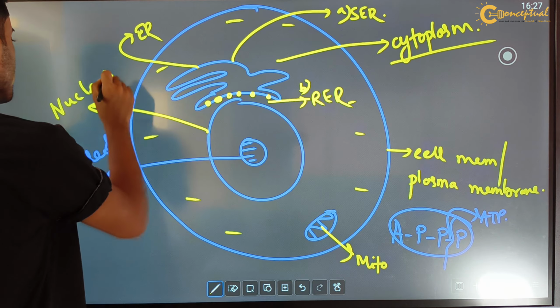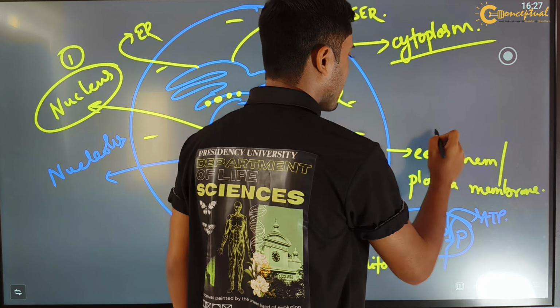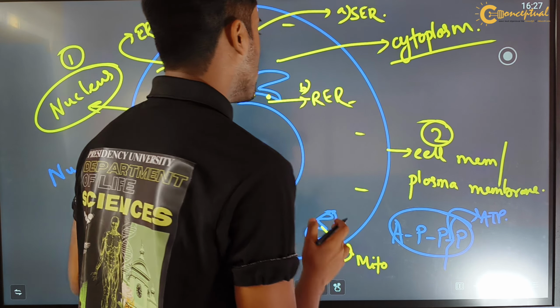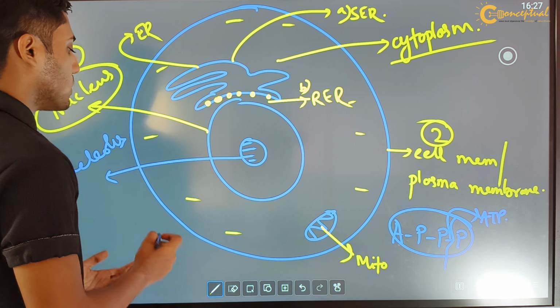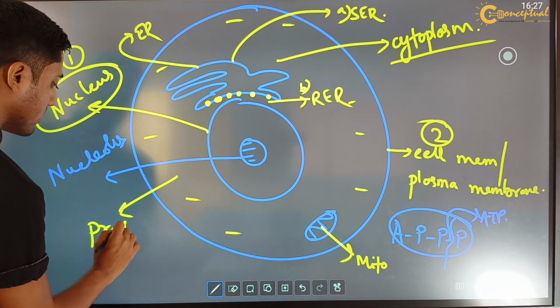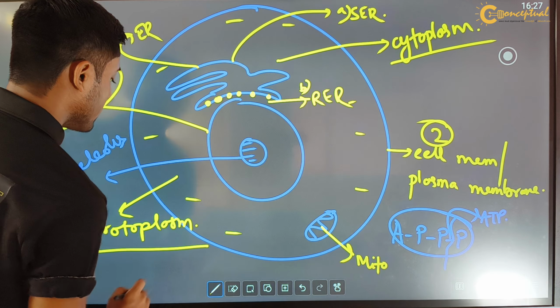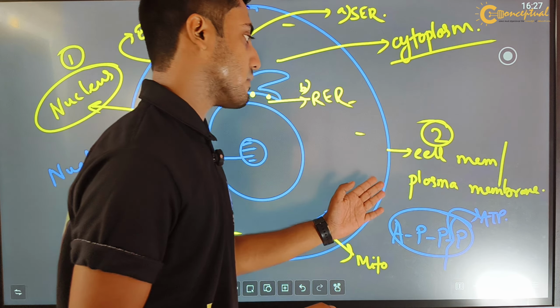Now, these two, the nucleus and the plasma membrane, these two and the cytoplasm will form the protoplasm of the cell. Protoplasm is the complete living matter of the cell. So it will include the nucleus, the cytoplasm and the plasma membrane.